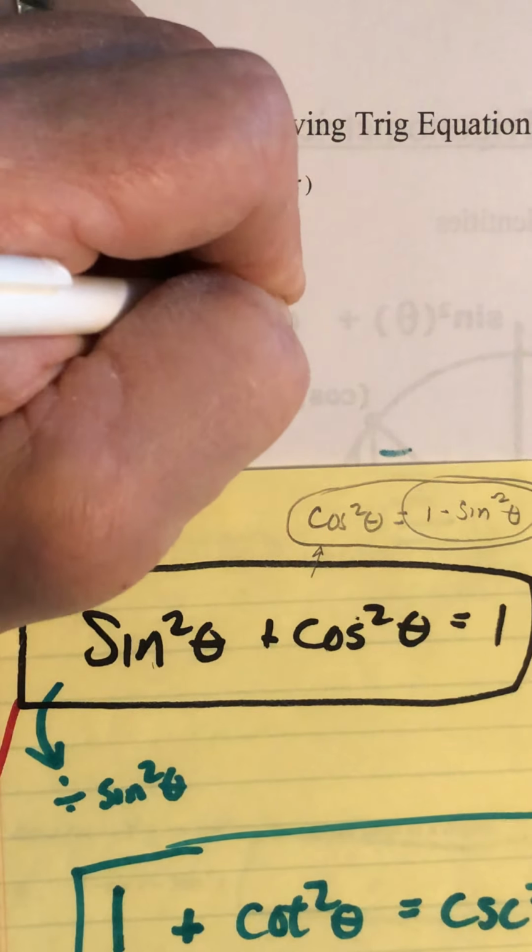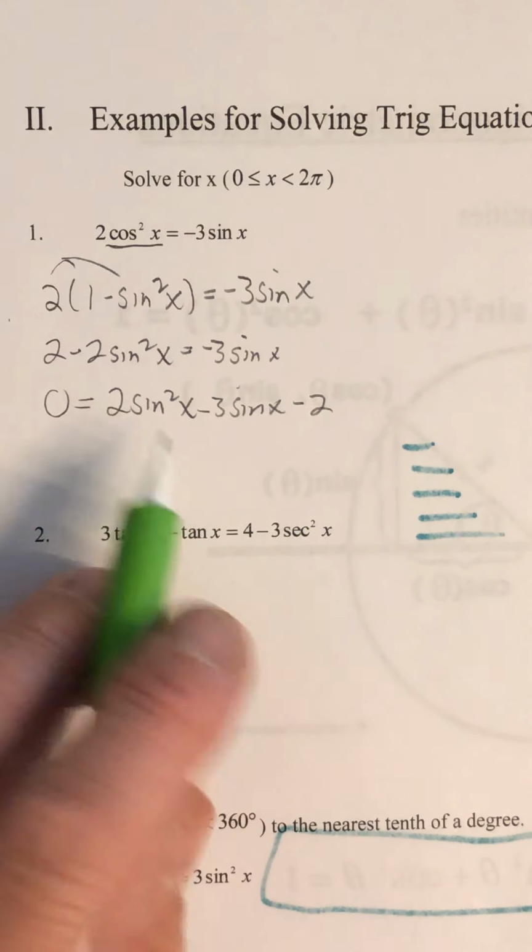So I'm going to move everything to the right because then my highest power of the sine of x will be positive, because this is a negative on the left side. If I move it to the right, it'll be positive 2 sine squared x. And then I've got a -3 sine of x. And then this 2 also has to be subtracted. And if I subtract 2, move it over there, I get this equation. 2 sine squared x minus 3 sine of x minus 2, all equals 0.